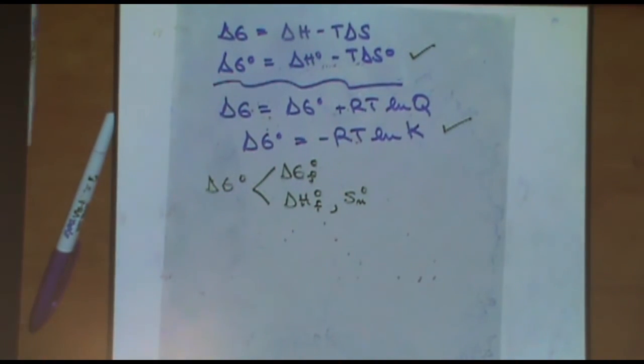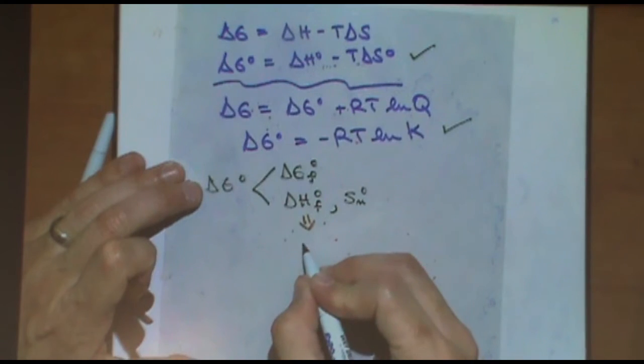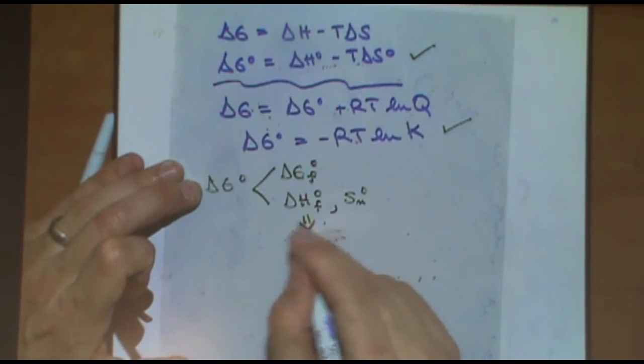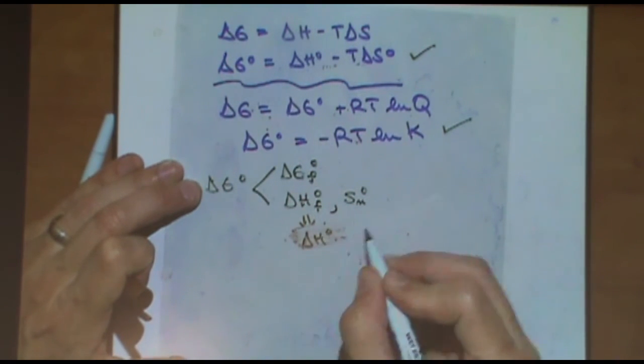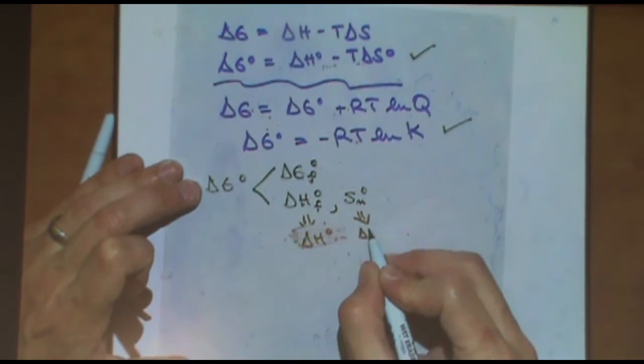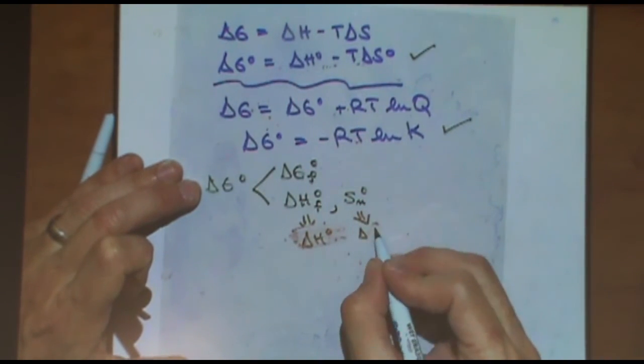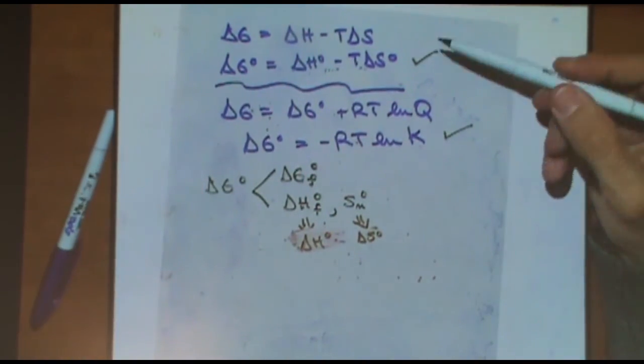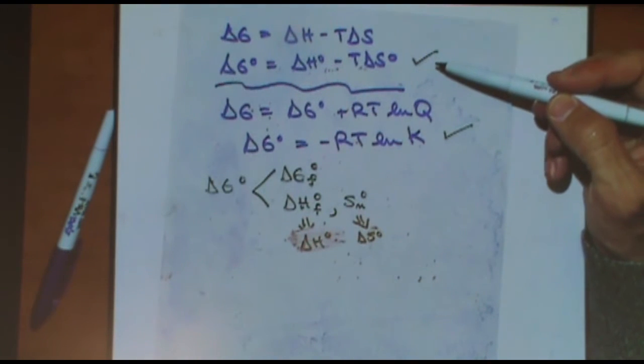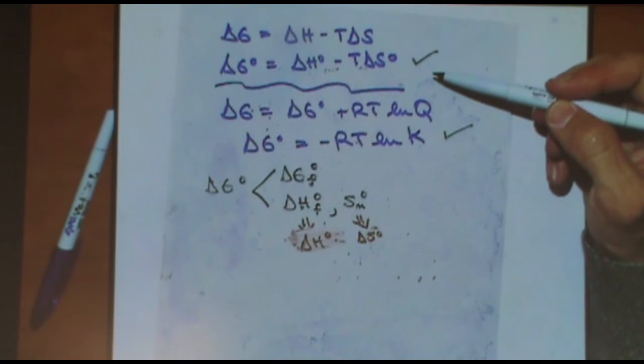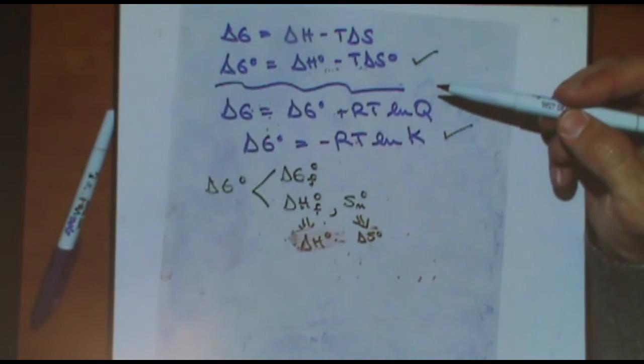Let's go to a different pen color. This will get you to delta H standard. This will get you to delta S standard. And then you can use the equation right where my pen is here to get to delta G standard. Okay? So there's a couple different ways that you can get to delta G standard.